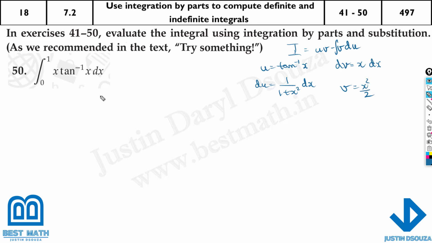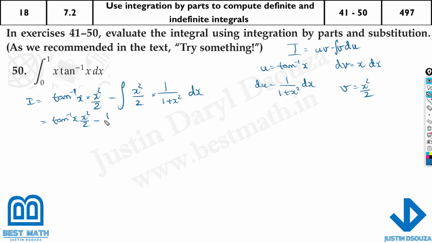Now let's substitute in the formula. I will be equal to u, which is tan inverse x, times v, which is x squared by 2, minus the integral of x squared by 2 multiplied by du, that is 1 by 1 plus x squared dx. Now this is where it gets tricky. Let me write this out: tan inverse x times x squared by 2, minus, let me take the 1 by 2 outside, the integral of x squared by 1 plus x squared dx.